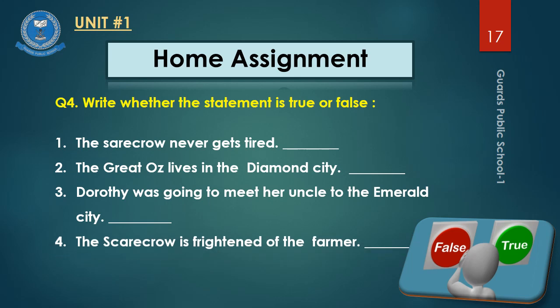You have to give the answer. I know you all know the answers. Number 4. The scarecrow is frightened of the farmer. Scarecrow farmer से डरता था. Number 5. Dorothy has a dog called Coco.